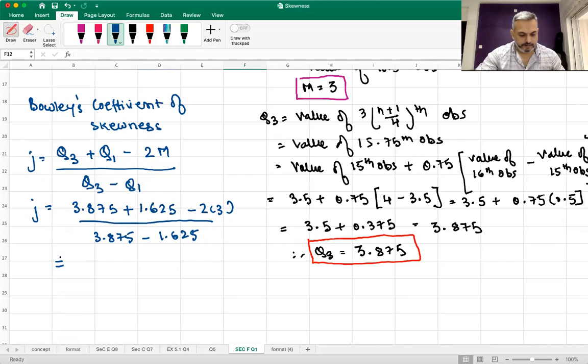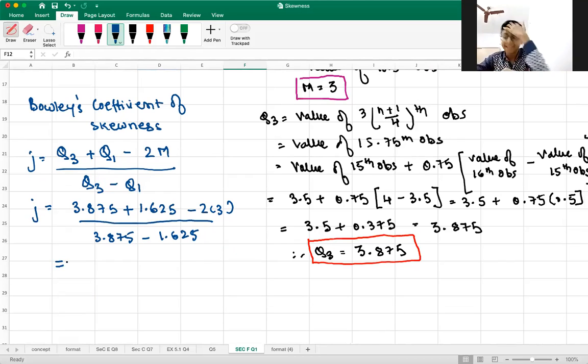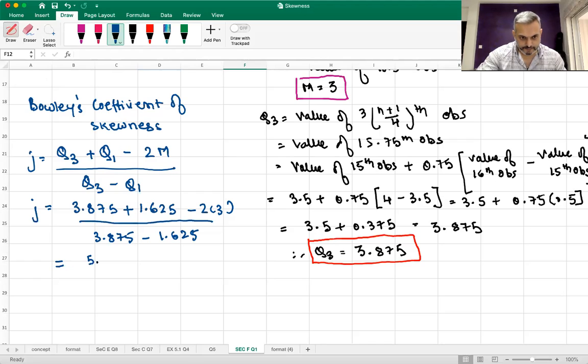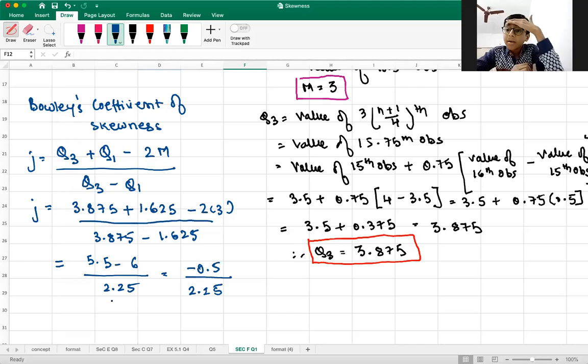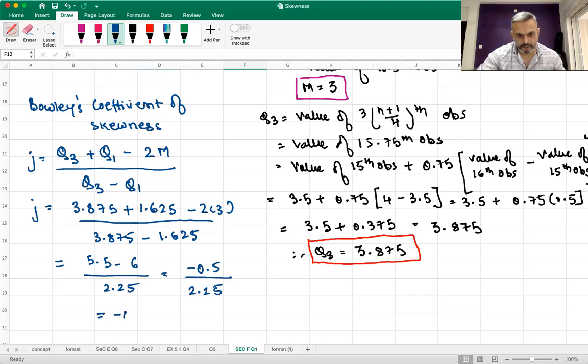Yeah, just a moment. I'm not as fast as you guys are. Hold on. 5.5 minus 6 upon 3.875 minus 1.625, 2.25, which is equal to minus 0.5 upon 2.25, which is equal to minus 0.22.